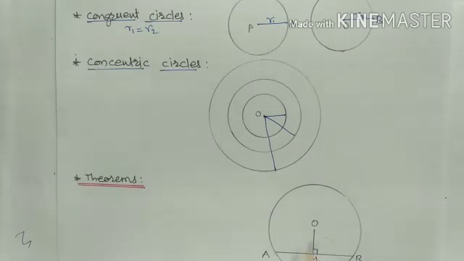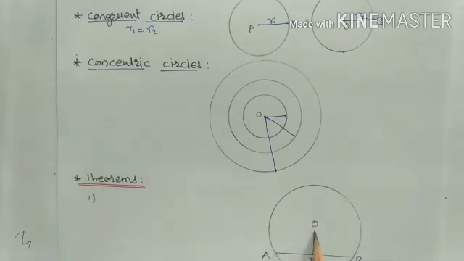How? The first theorem is: the perpendicular drawn from the center to the chord bisects the chord. This is the theorem which we studied in the previous standard. हा कुठला theorem आहे? The perpendicular drawn from the center to the chord bisects the chord.